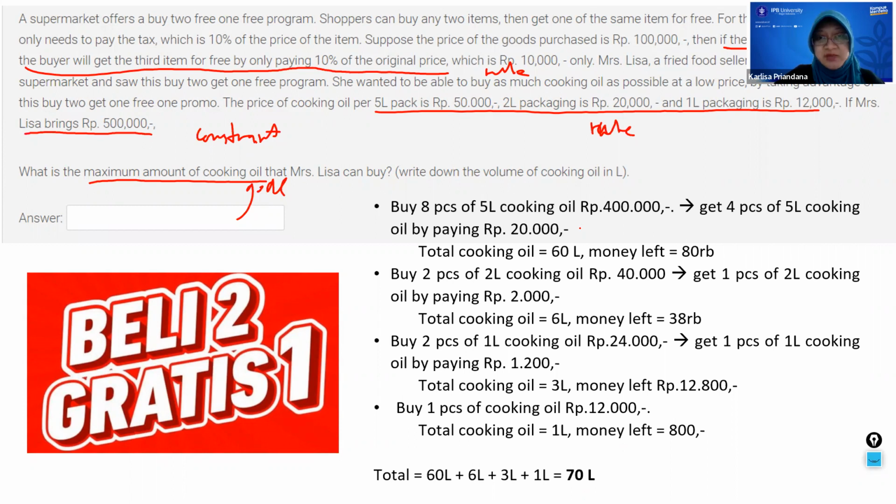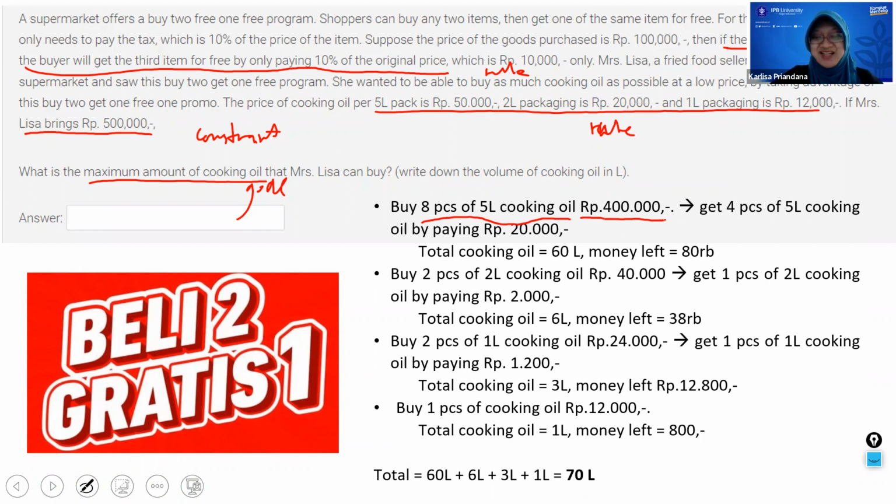If I buy 9 pieces, I will only have like 50,000 rupiah left, so I will not have enough money to buy the promo. That's why I buy 8 pieces of 5-liter cooking oil instead. I only spend like 400,000 there, and I will get 4 pieces of 5-liter cooking oil by paying only 20,000 rupiah.